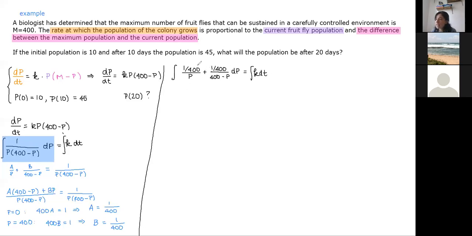So on the left-hand side, instead of having to drag the 1 over 400 for each one of the terms that I'm integrating, I'm just going to factor 1 over 400 out of my integral, and then I won't have to worry about that for a while. Right? So then I'll have 1 over 400 out of the integral over here. And I'll just have to integrate 1 over p plus 1 over 400 minus p with respect to p. And on the right-hand side, I'm going to start integrating right away. So I know that the antiderivative of k with respect to t is just k times t. And because I know that I'm only going to add the constant of integration on the right-hand side, I'm going to do that right away.